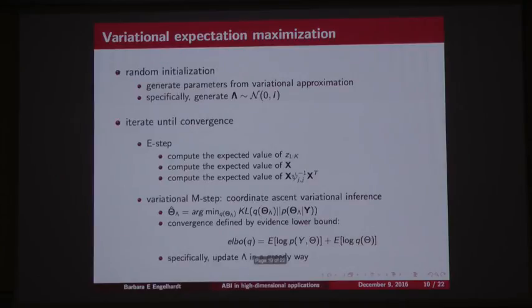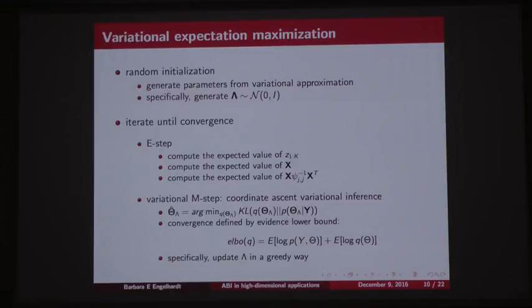The way that we actually run this is we perform a random initialization of the parameters, just drawn from the variational approximation. And specifically, if you think about what we're doing for lambda, which becomes critical later, we draw all the elements of lambda from a normal 0, 1 Gaussian.